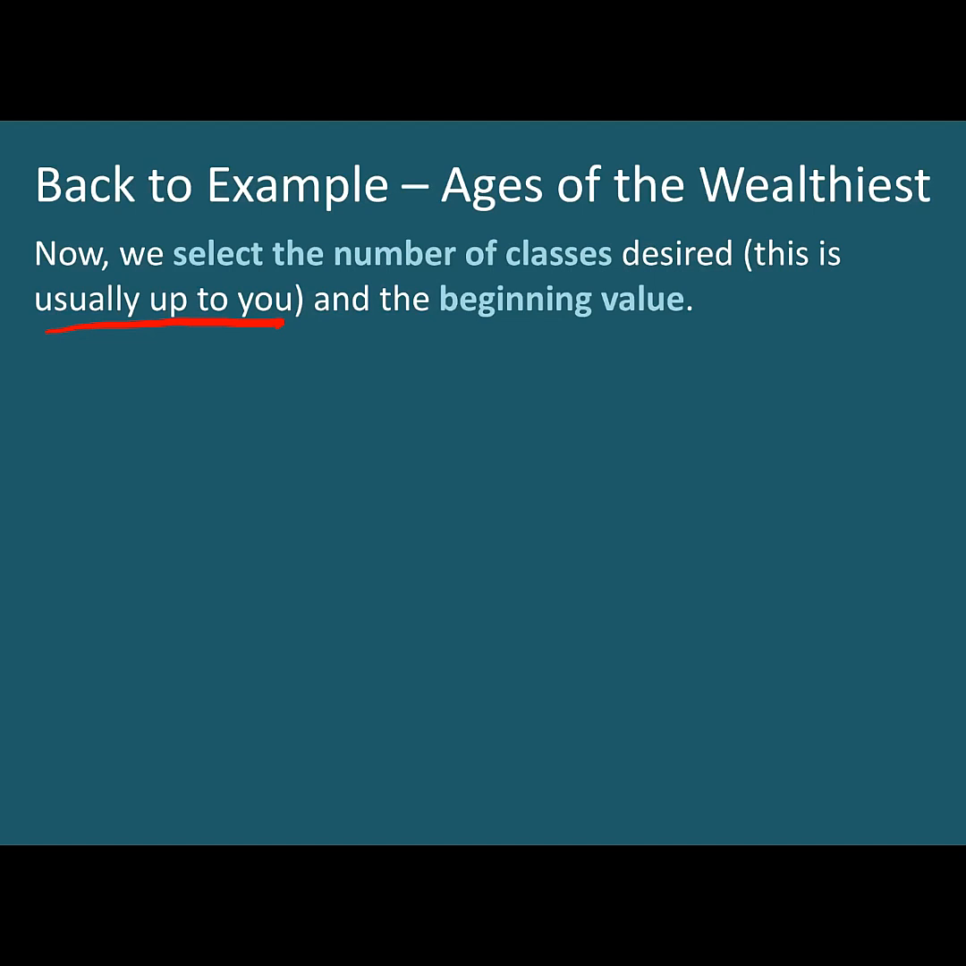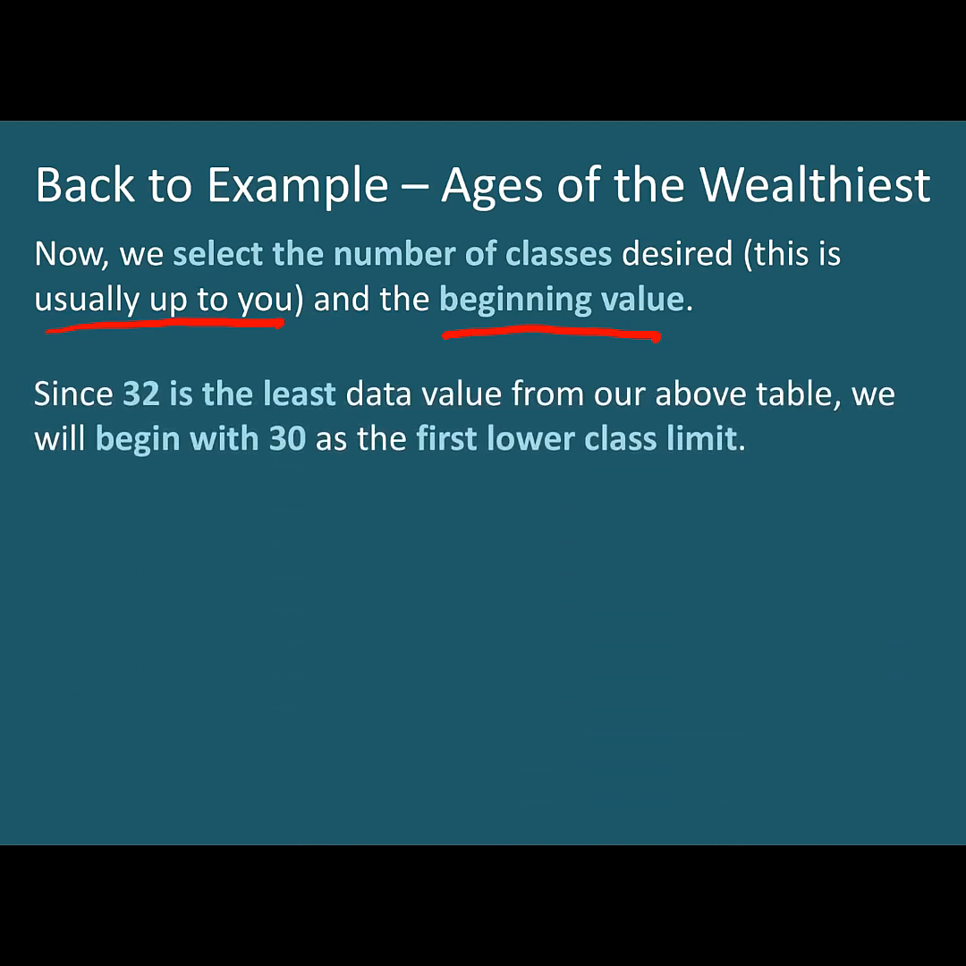We also need to pick the beginning value. How do we do this? Well, looking at your data, which you should have in front of you on your student notes, you'll notice that 32 is the smallest value on this table. So I am going to go ahead and begin with the number 30. Notice how 30 is just below the smallest value in the table. This is done on purpose. And 30 is going to be known as our first lower class limit.